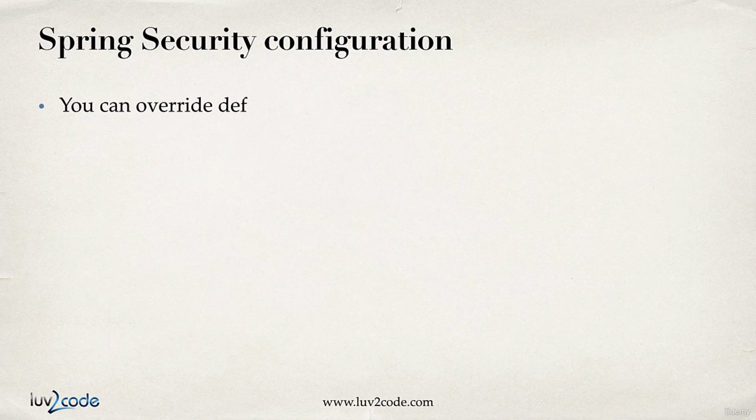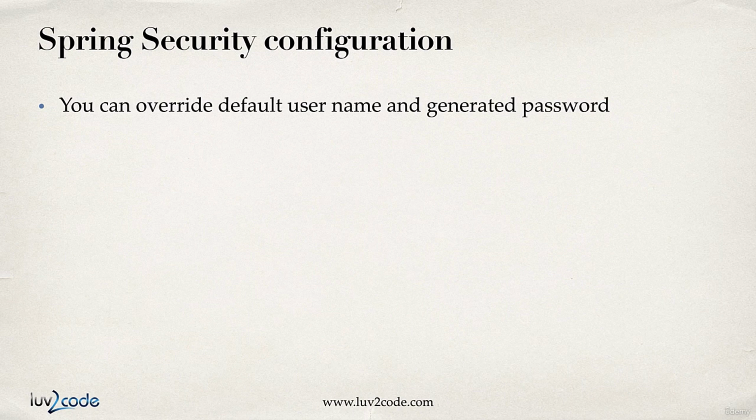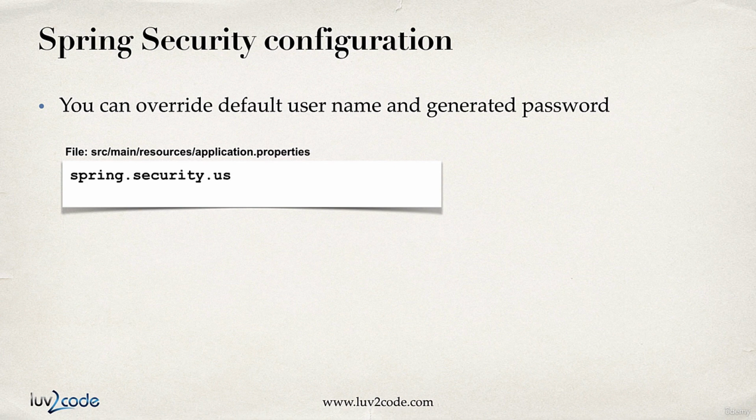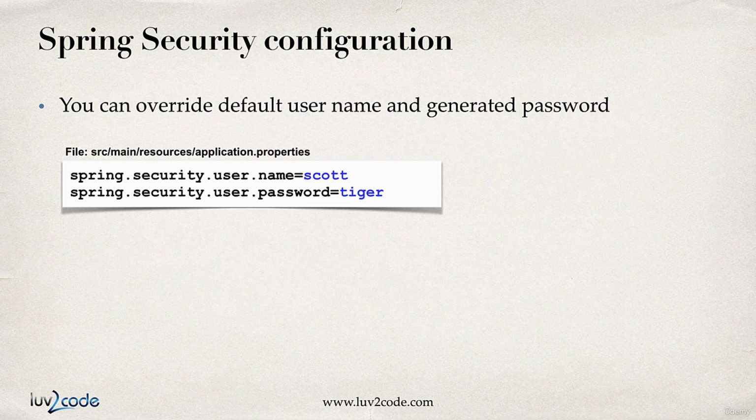But what if you actually wanted to override those defaults and give your own username and password? Well, in the application.properties file, you can say spring.security.user.name equals Scott, and spring.security.user.password equals Tiger, or whatever password you want to give. Those are the actual username and password that Spring Security will use when authenticating a given user for accessing those Actuator endpoints.